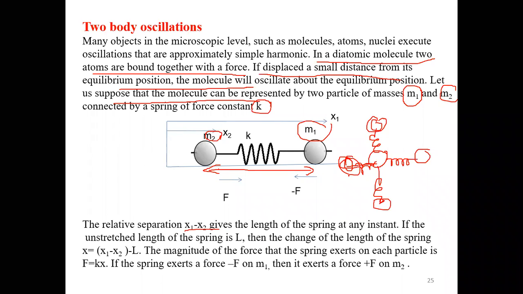Sometimes they will be compressed and sometimes they will be expanded. So the length of the spring will be x1 minus x2, and then you have to subtract the original length of the spring, and the magnitude of the force that the spring exerts on each particle is F equal to kx. That's because the spring constant is k and the stretch is x, so the force will be F equal to kx. If the spring exerts a force minus F on particle 1, then it will exert a plus force over here on m2.